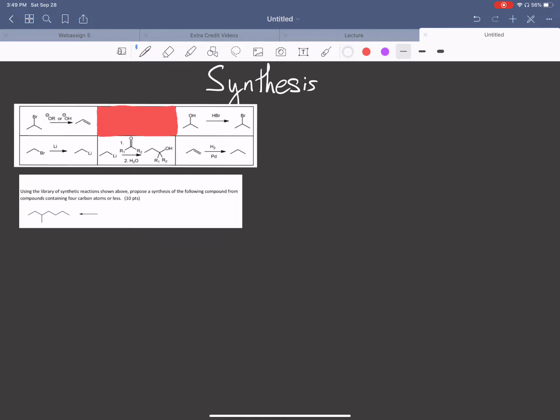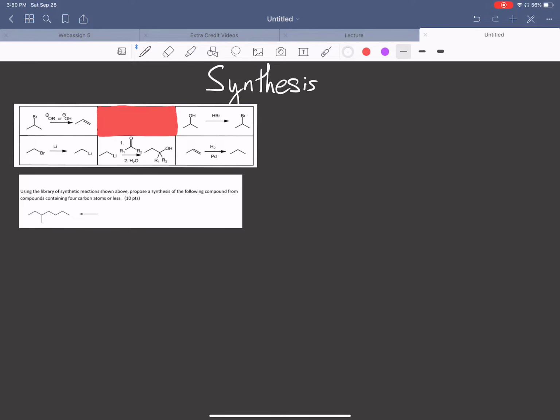This is just going to be a video of running through an example of a synthesis question, right? And again, we're going to go through all the things in the toolbox so that you guys can get a little bit more familiar with them, okay? And so it says, using the library of synthetic reactions shown above, propose a synthesis of the following compound from compounds containing 4 carbon atoms or less, okay?